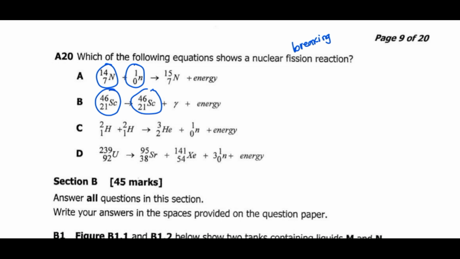Then this is gamma radiation. Look at the mass number. The mass number is 46. Here 46 and 46, 21 and 21, so nothing happened. So this is gamma radiation. Then C is also fusion, because these two combine to give us this one. So the answer is D. We can see that this uranium breaks to give us this one, and also 3 neutrons plus energy. So that's our answer.